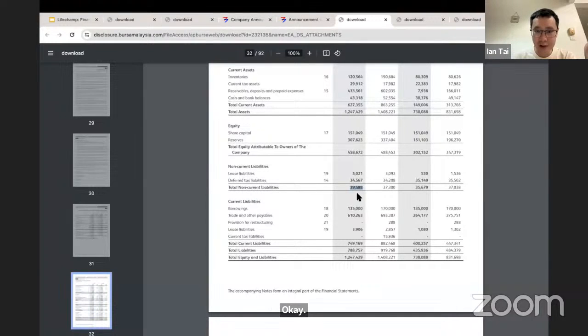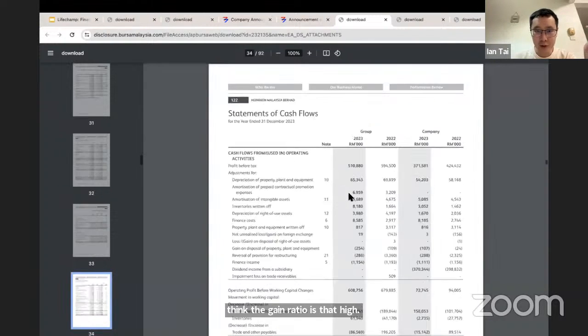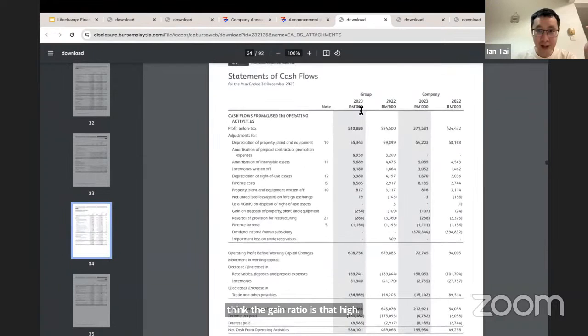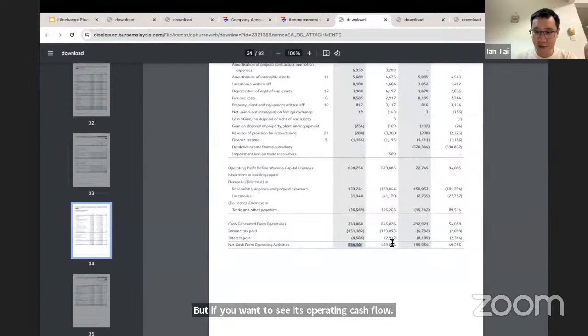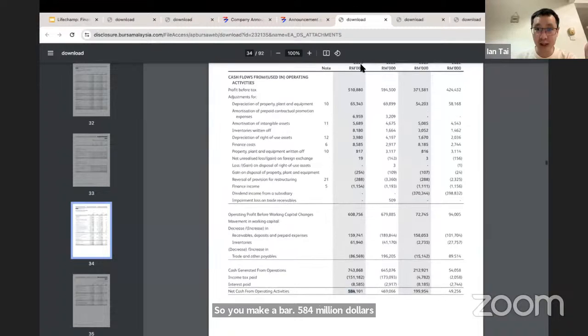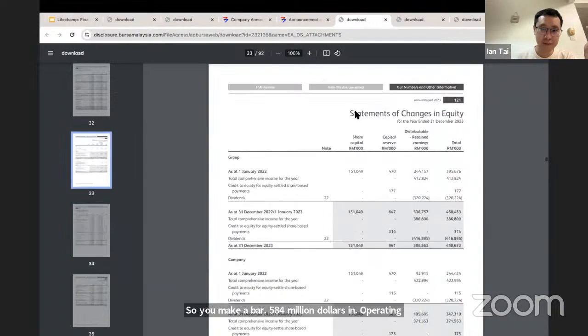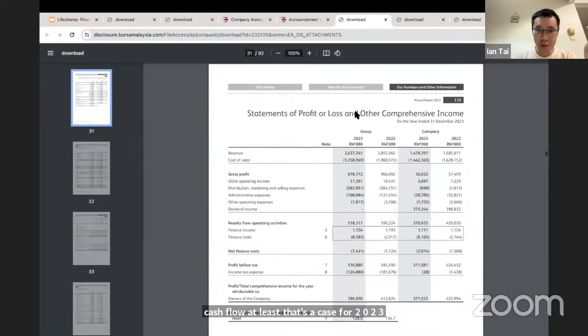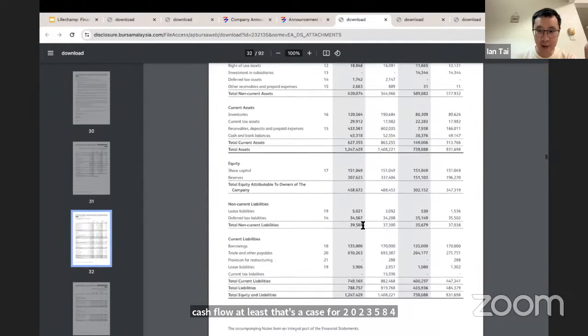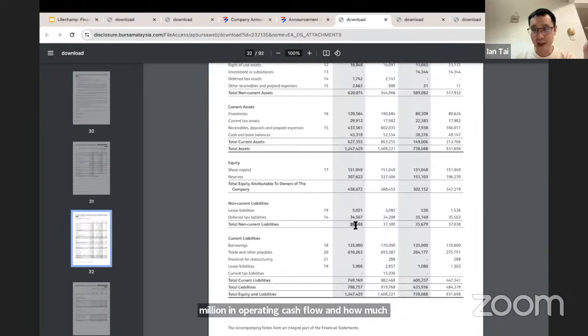Actually, it's not quite because you see here the gearing ratio is actually quite relatively low. Here's 40 million. Here's 459 million. So I don't think the gearing ratio is that high. But if you want to see its operating cash flow is here. So it makes about $584 million in operating cash flow, at least for 2023. 584 million in operating cash flow, and how much non-current liability does it have? 40 million. So I guess for this company, debt is actually not an issue.